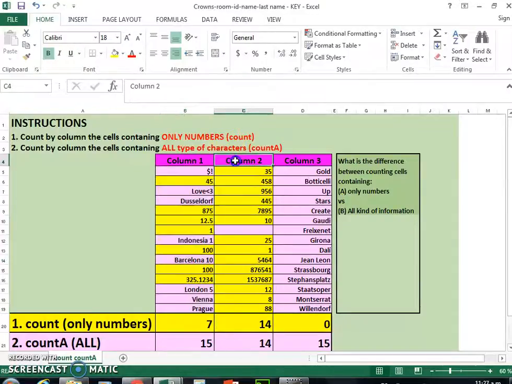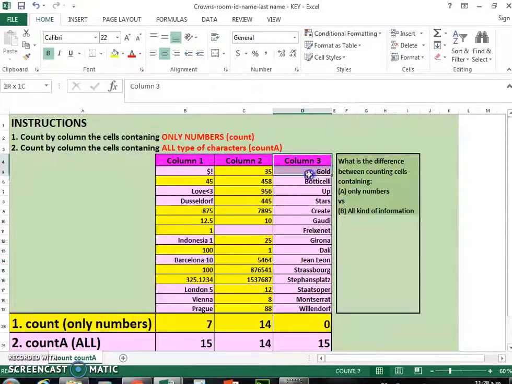Column 2. If we count the cells that contain only numbers, it's 14. Because the one in pink is empty, so 14. And if we count the cells that contain any type of information, count A or count all, it's still 14. So counting all means everything except the cells in blank.